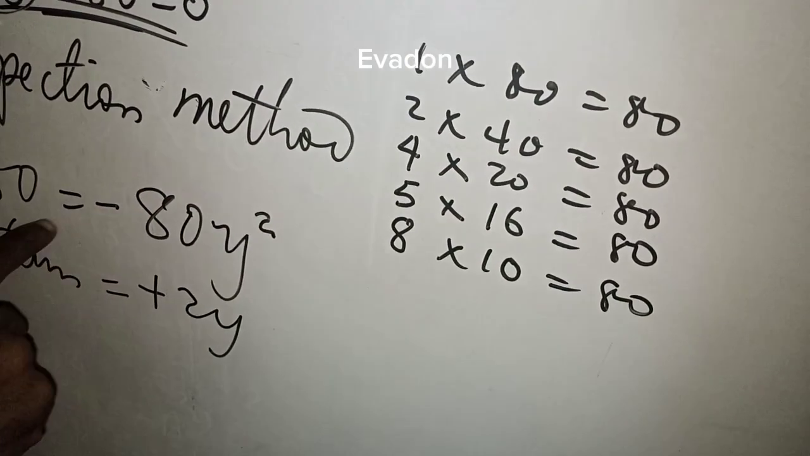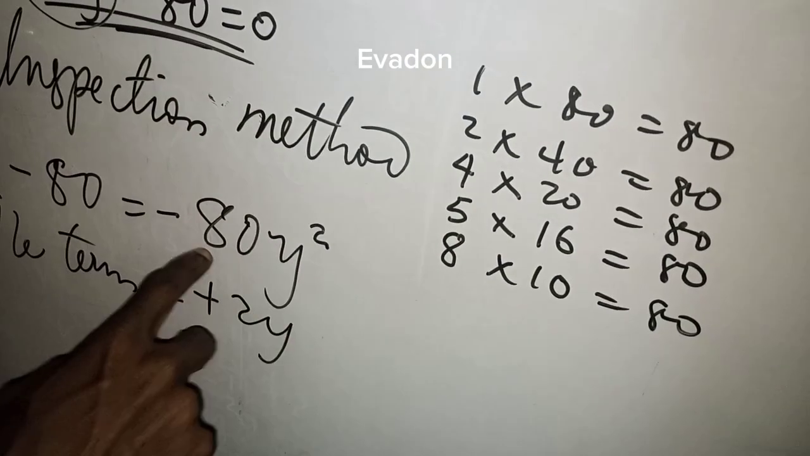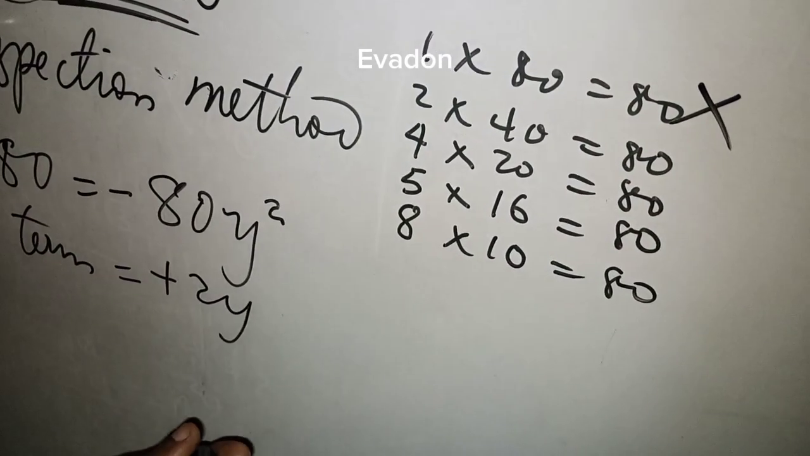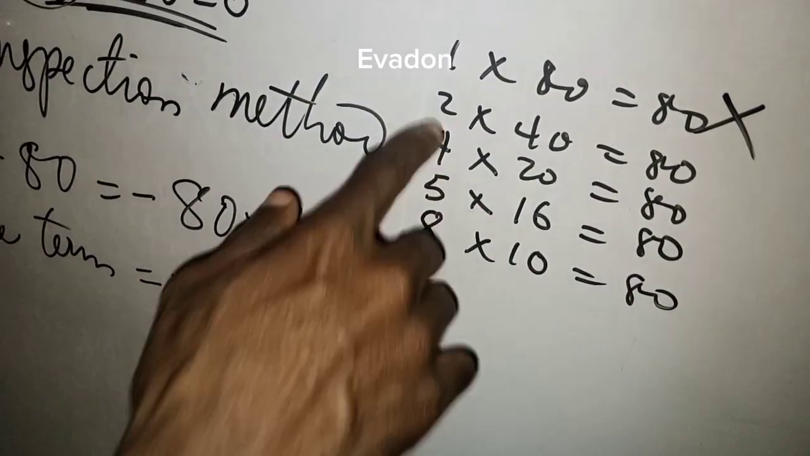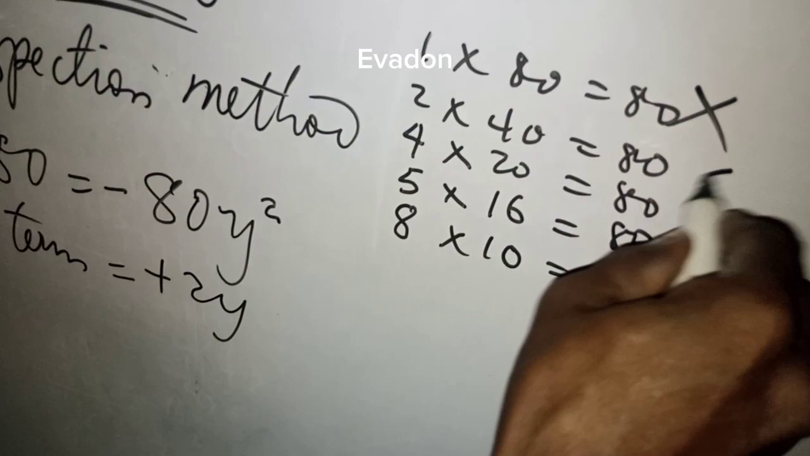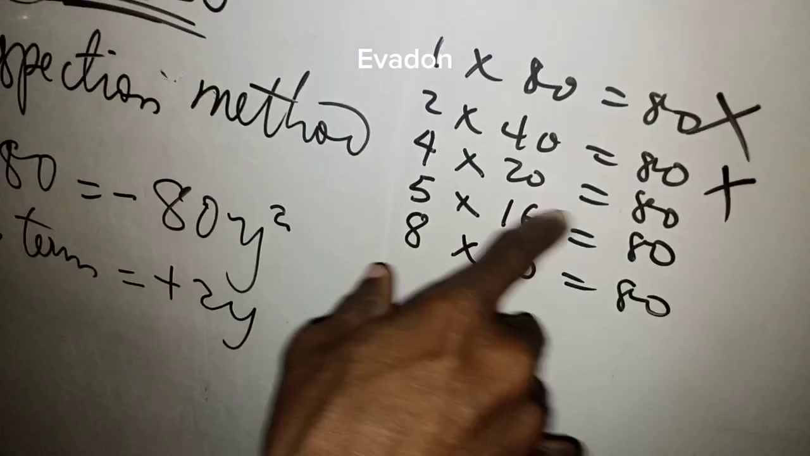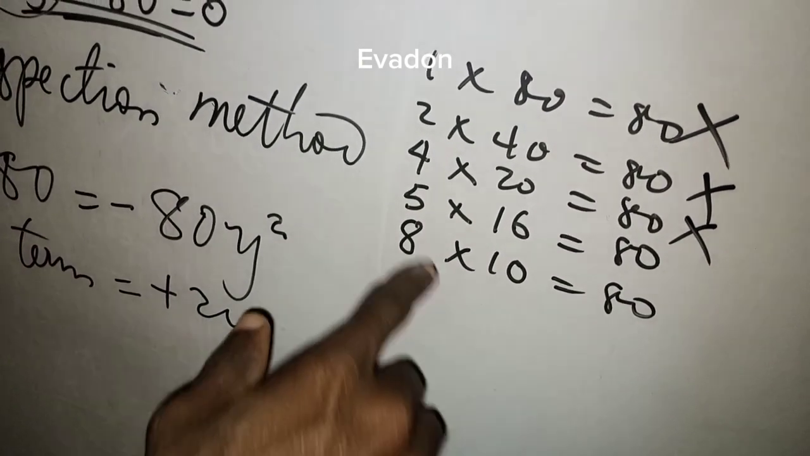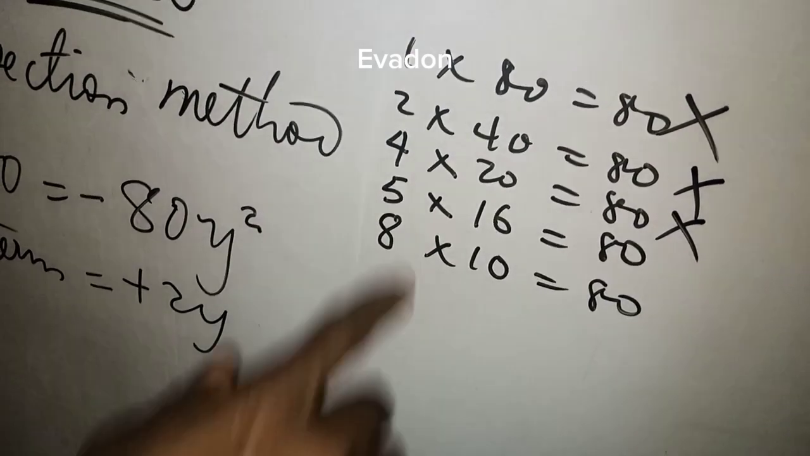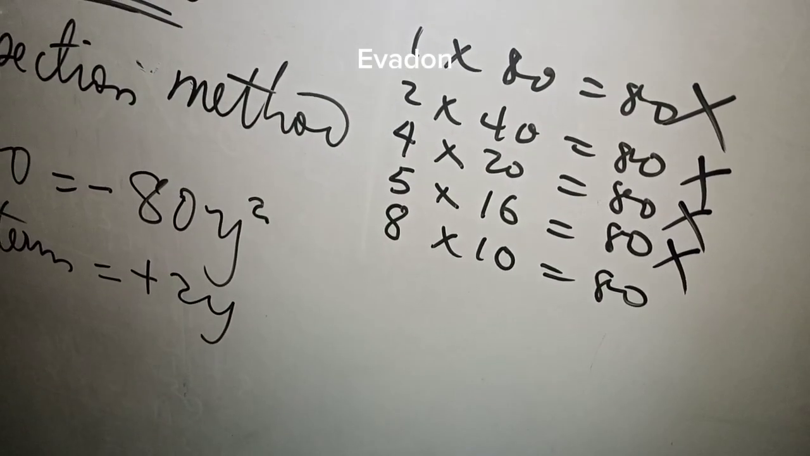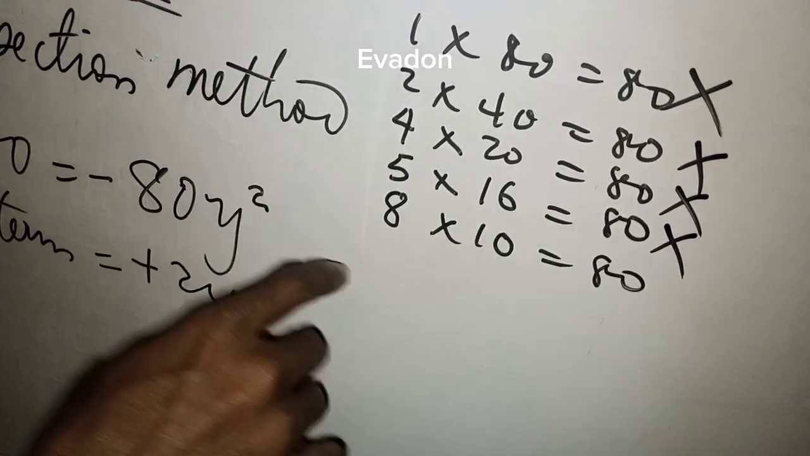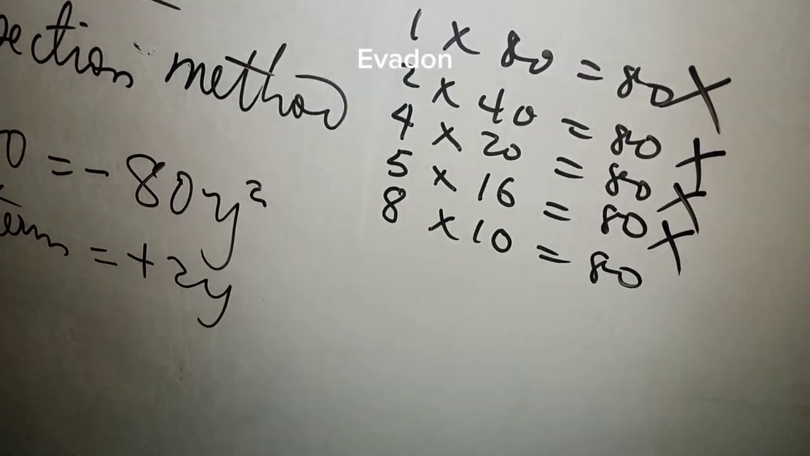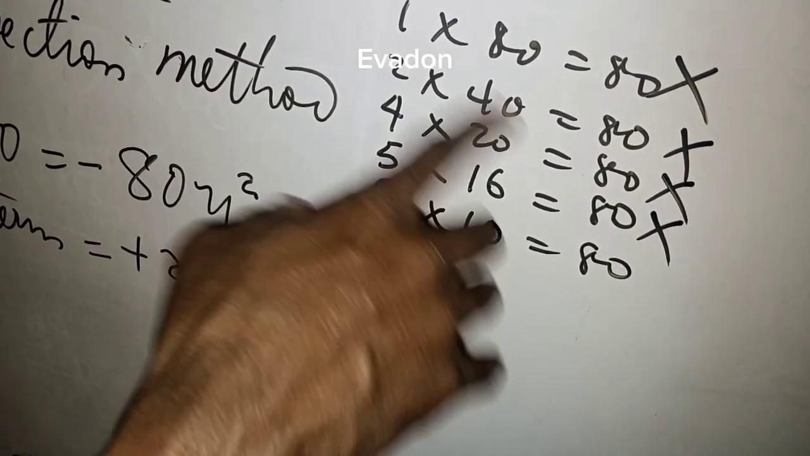Okay, let's get going. If I say 1 times 80 is 80, and I say 1 plus 80, is it 2? This one does not work. 2 times 40 is 80. 2 plus 40, is it 2? 4 times 20 is 80. 4 plus 20, is it 2? 5 times 16 is 80. 5 plus 16, is it 2? No. Now let's get to the last one. 8 times 10 is 80. 8 plus 10, is it 2? No, but we can adjust this, but we cannot adjust any of these.